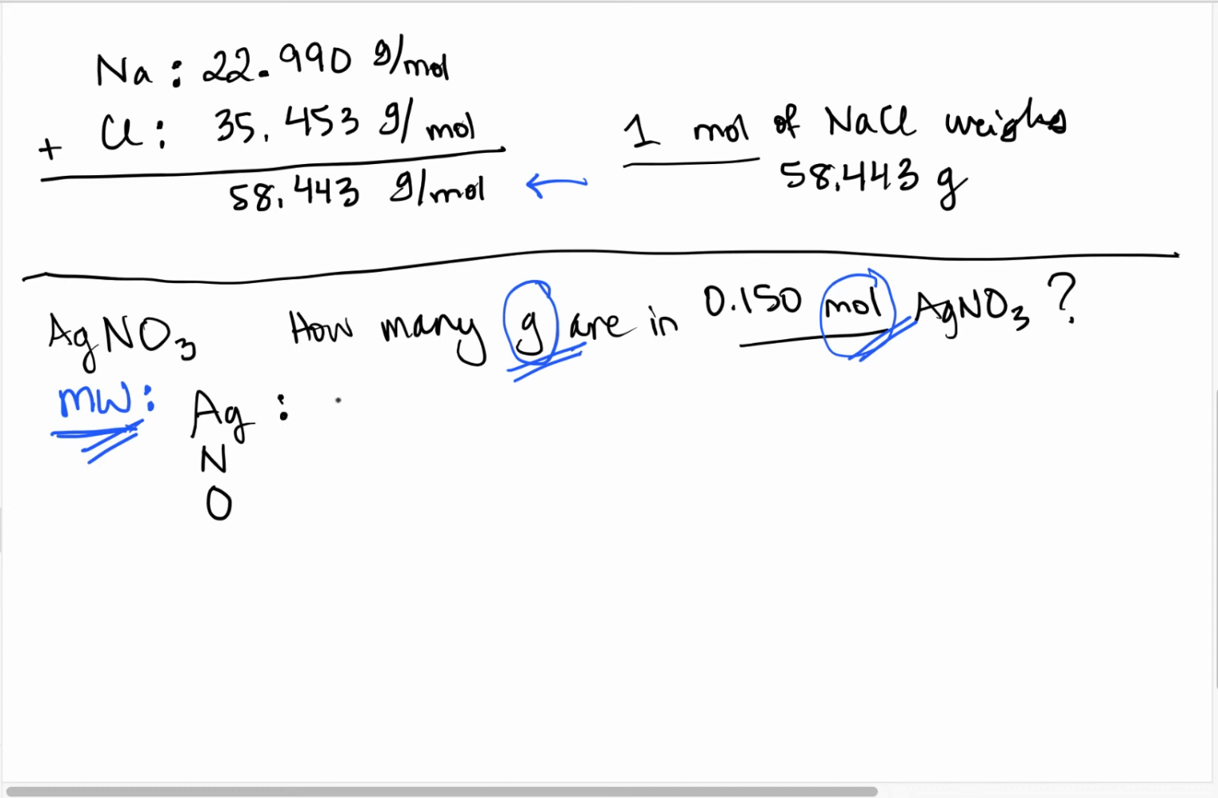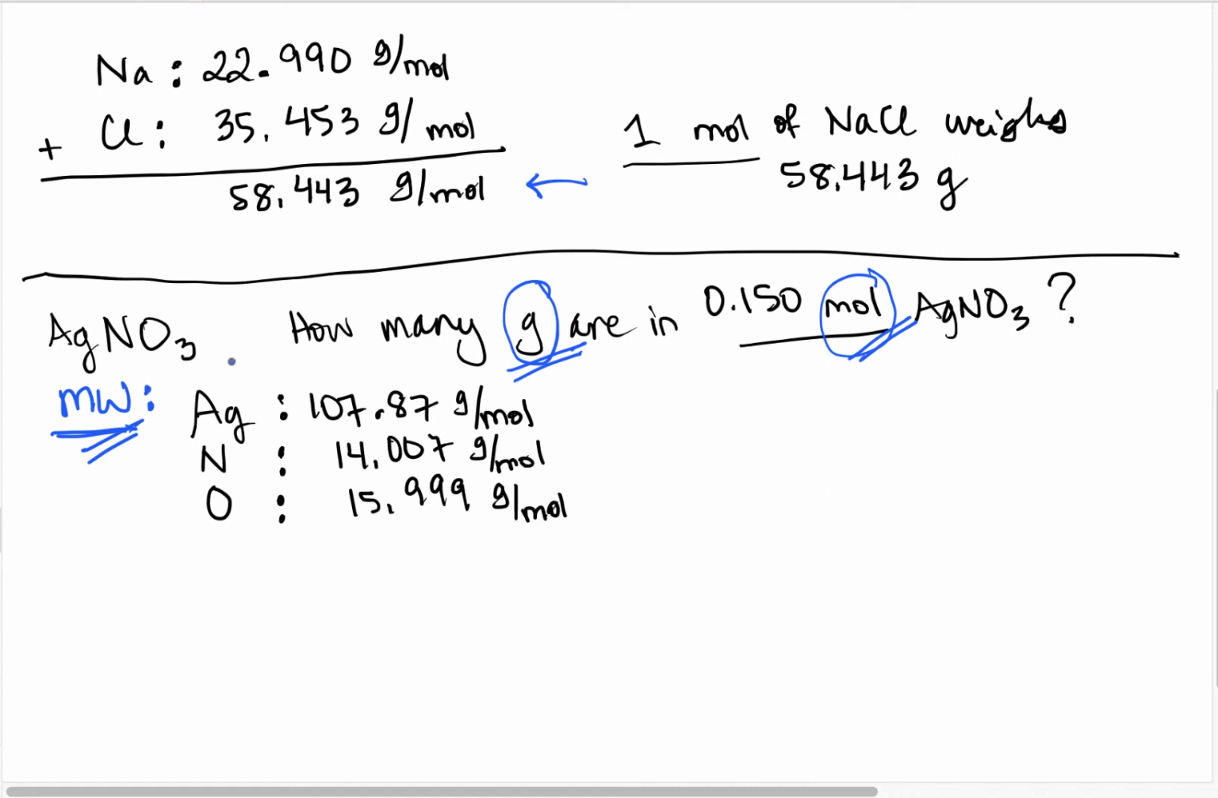So from the periodic table, I can find that silver has an atomic weight of 107.87 grams per mole. Nitrogen has 14.007 grams per mole. And oxygen has 15.999 grams per mole. Now, when we look at this chemical formula here, we can see that we have three oxygens based on that subscript. So that means that I need to multiply this mass of the single oxygen by 3 so that we can have all three of those represented. So we're going to now sum those all up.